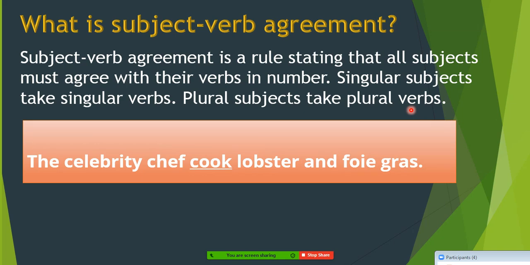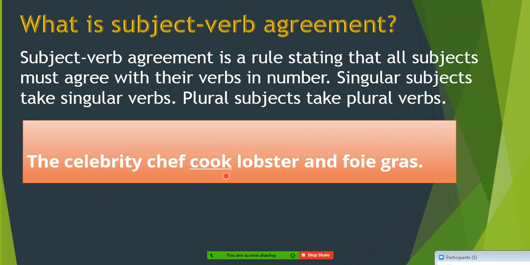Like here in this sentence: the celebrity chef cook lobster and foie gras. Foie gras is a kind of goose liver. This is the foie gras. Let's read the sentence again. The celebrity chef cook lobster and the foie gras. Probably you will see this sentence as correct or wrong.